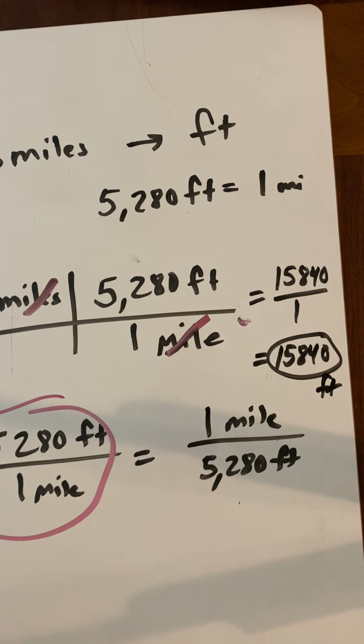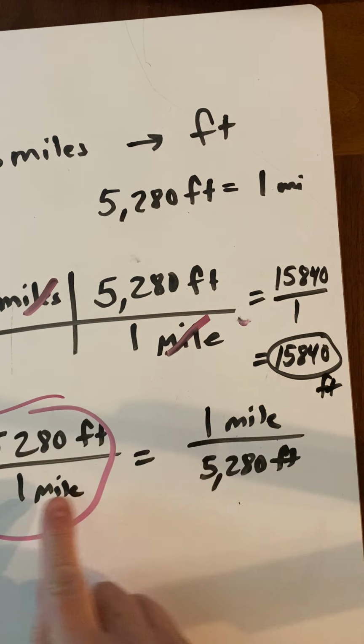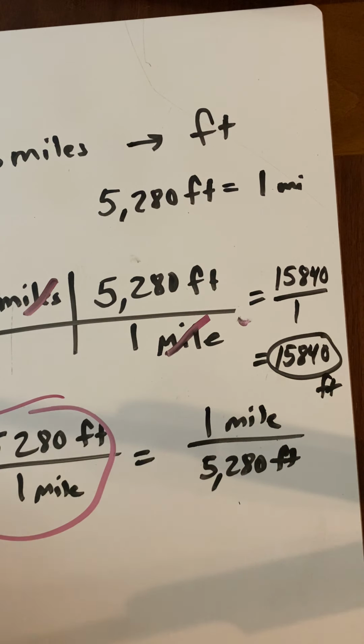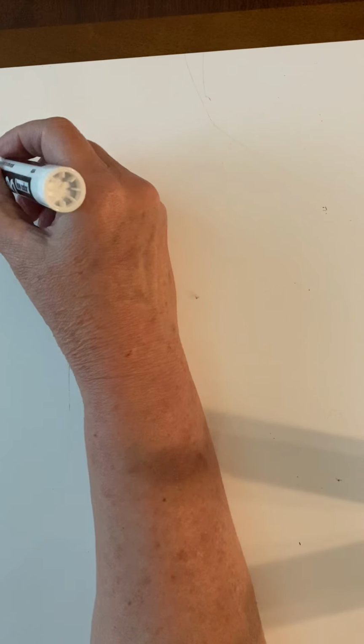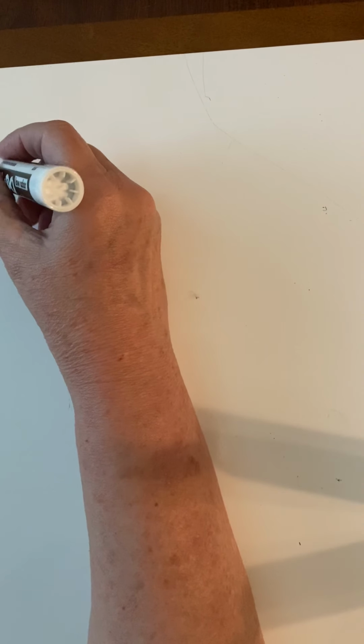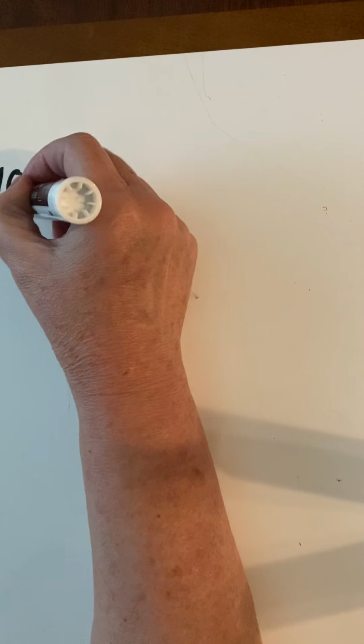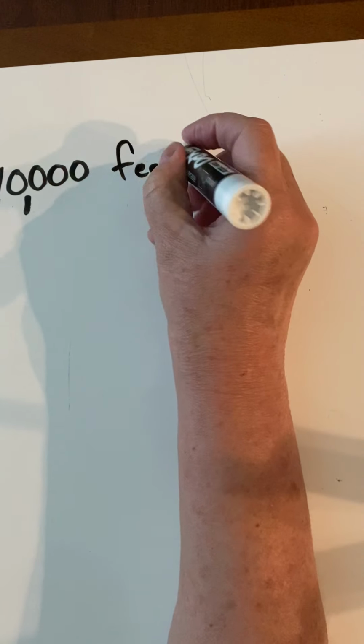Now, what I like about this is that it doesn't matter. I can flip it if I need to, and I can still get the same answer. Let me show you another example of that. Let's say I was given the opposite. Let's say that I have 10,000 feet, and I want to know how many miles this is.